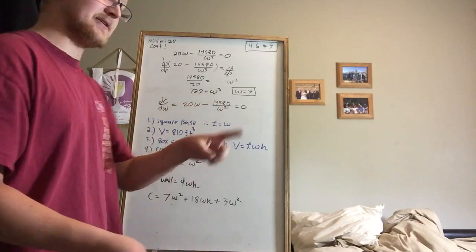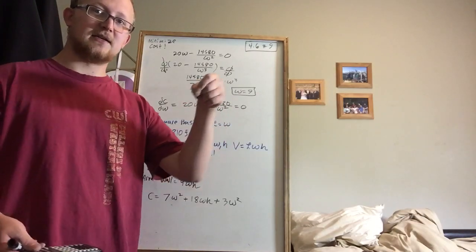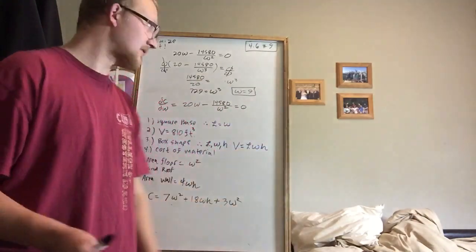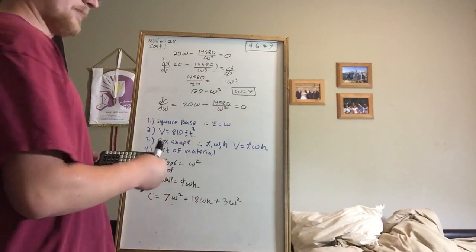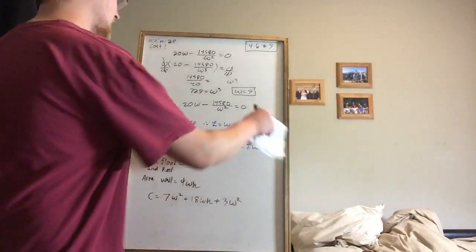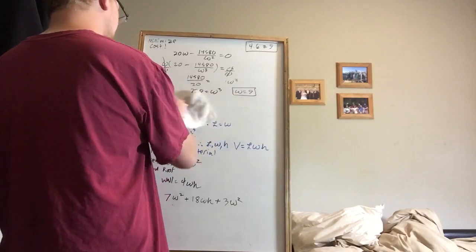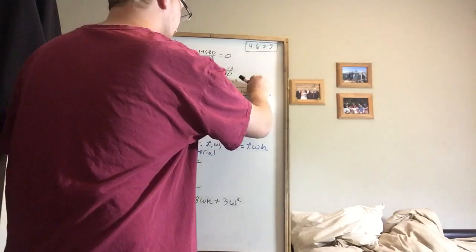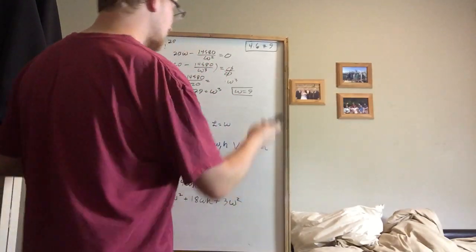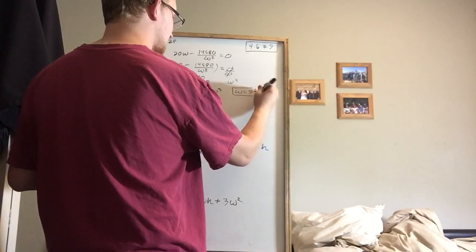So what this is telling us is that our base is 9 feet by 9 feet. Okay, so we know one of the things. We know that the width is 9 feet. Let me go ahead and fill in a unit there. So the width is 9 feet.